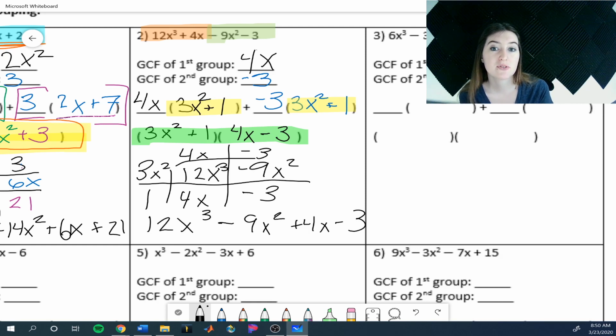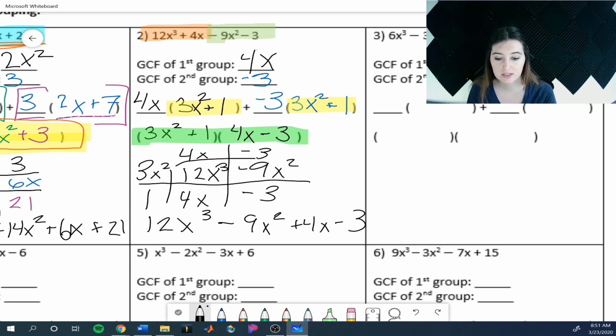All right, what do you notice about our answer and our original problem? Are they different? They're in different orders, but they are the same thing. So I still have a 12x cubed, I still have a negative 9x squared, I have a plus 4x, and I have a minus 3. So we're good. Check mark. We're good to go.